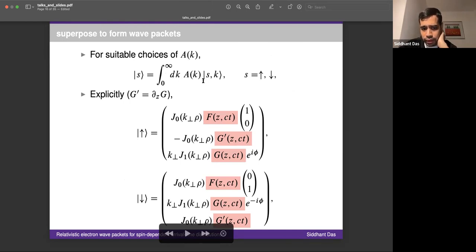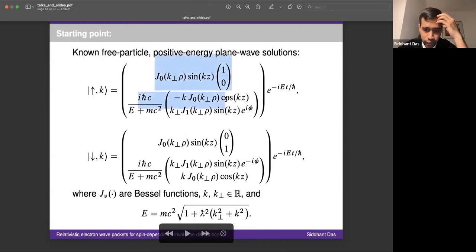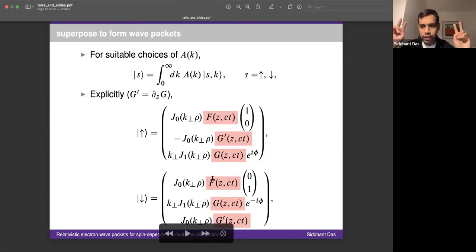integrate against these states. If these a_k are suitably chosen, something which decays for large k, then the resulting wave functions are normalizable. This is what we do all the time. And it turns out that by picking either the 1, 0 or the 0, 1 case, you end up getting two classes of wave packets. And I have highlighted certain things here. I will explain in a minute.